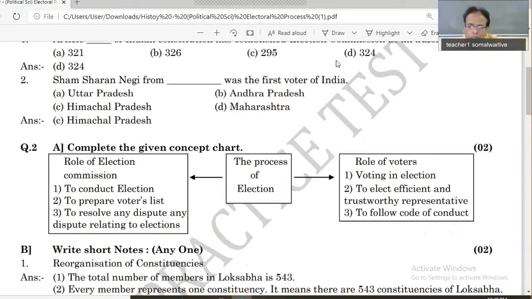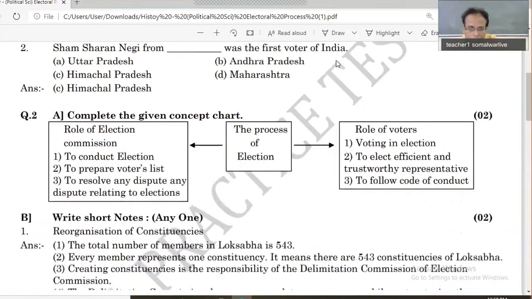The role of voters is actually not mentioned in your textbook, but you can understand what exactly is expected from the voter during the election process. Number one, to cast their vote. That is important. Voting in the election means to cast their vote. At the same time, they should elect efficient and trustworthy representatives, and follow the code of conduct prescribed by the election commission.